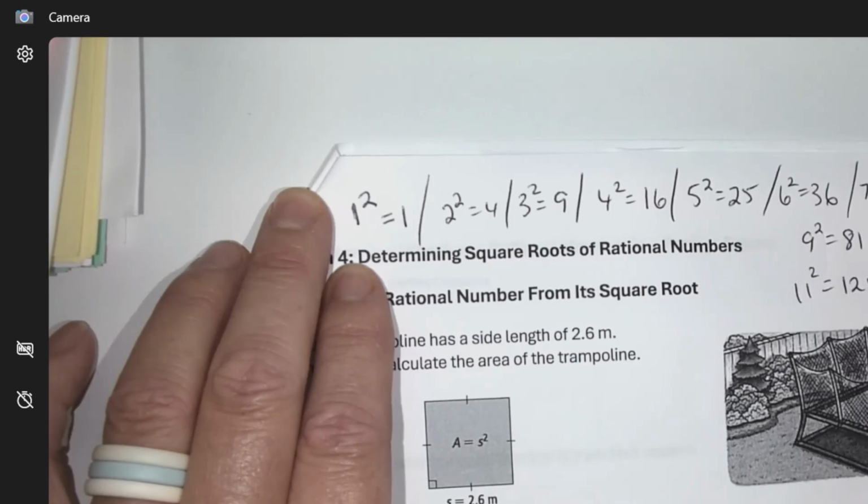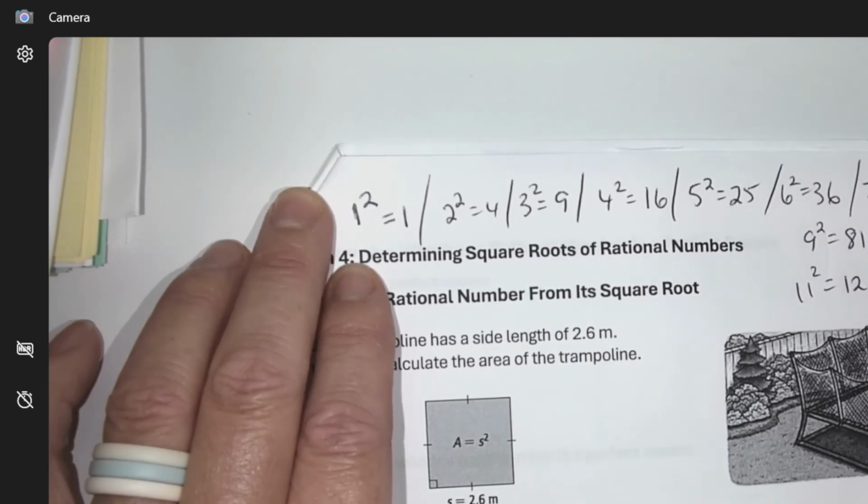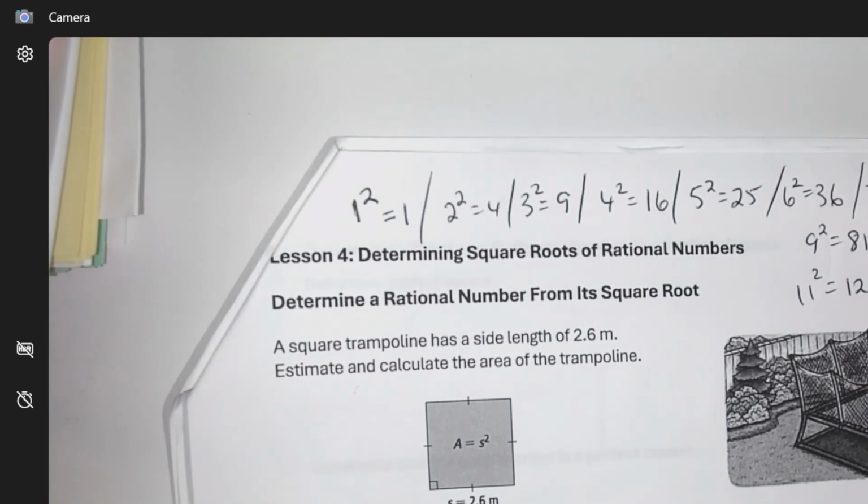121, 144. That's good. 169, 196. No, we got 186. Oh, what is it? Yeah. 15 like 225. Sounds right. Okay, that's memorized. Those numbers should come quick into your head when we talk about squares.